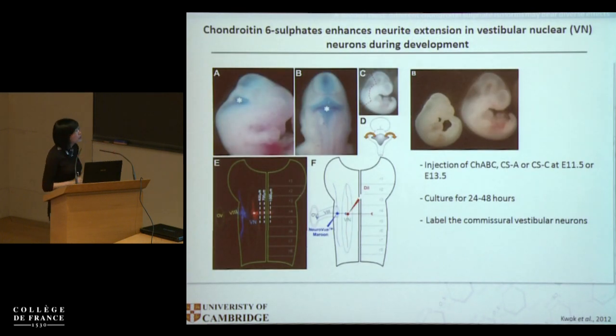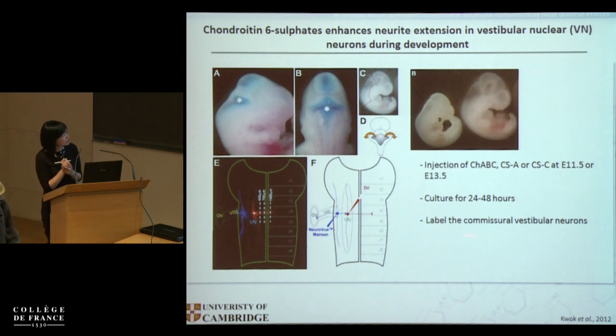So is it really that chondroitin 6 sulfate is important in these circumstances in helping regeneration and also the development of the nervous system as well? So what we are doing, we went back to the developmental stage of the nervous system. What we have done is to inject chondroitinase, or chondroitin 4 sulfate, or chondroitin 6 sulfate into the embryos, and then culture them for 24 to 48 hours.